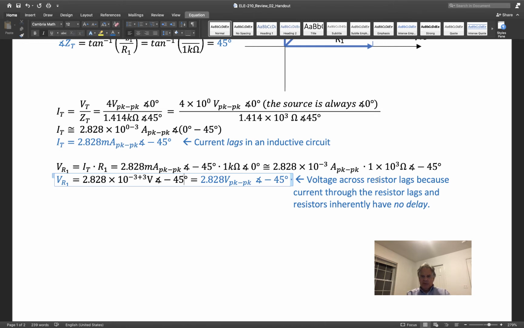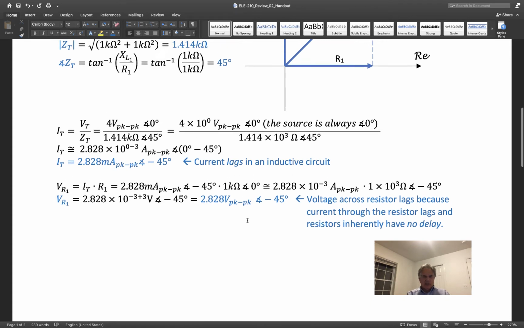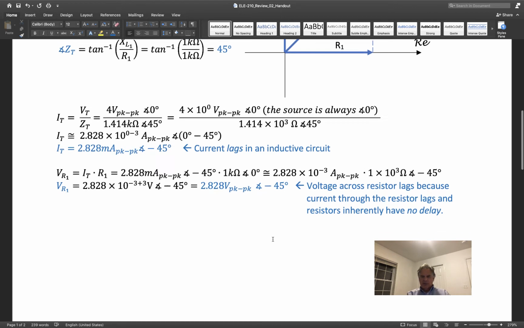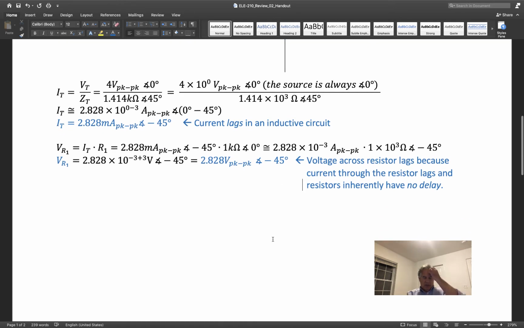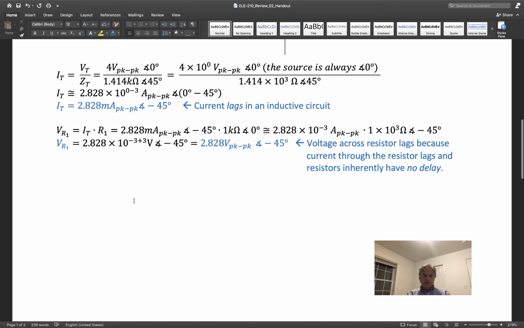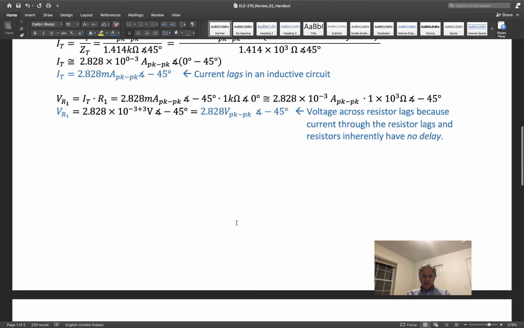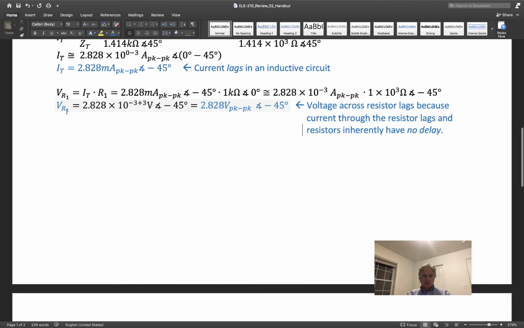The voltage across the resistor lags because the current through the resistor also lags, and the resistor has no delay. So the voltage across the resistor has to have the same phase angle as the current through it. And so that's your minus 45. So VR1 is the same thing as V out. Okay, and that's the answer, and we're all done with that problem. We figured out how to get there.